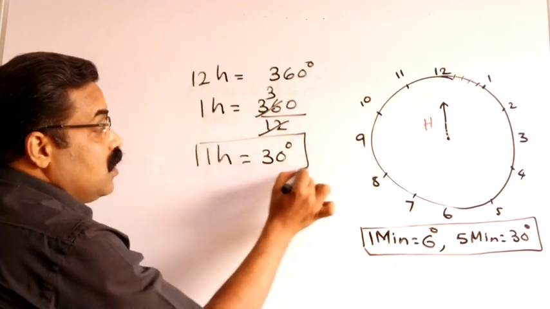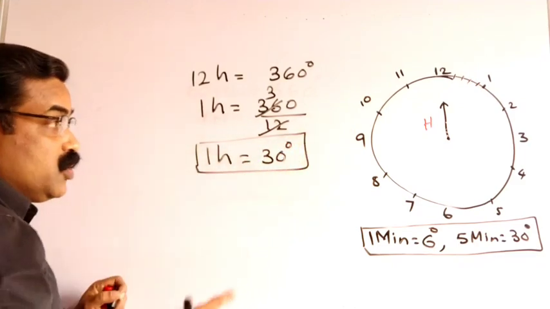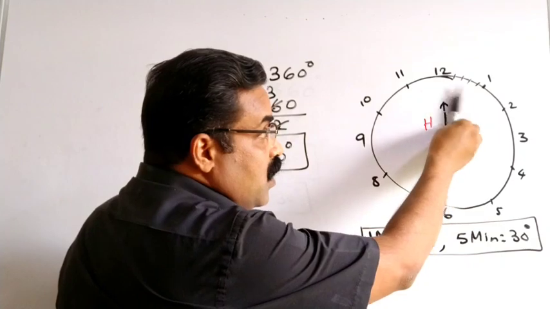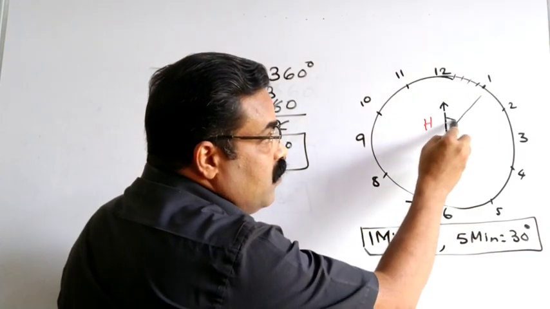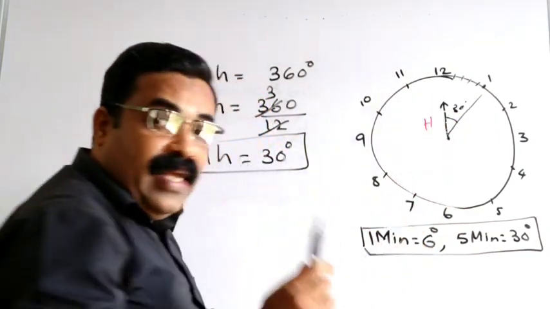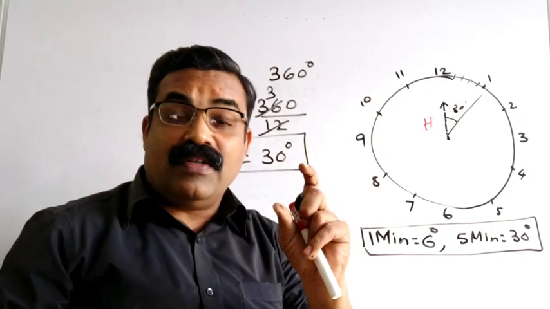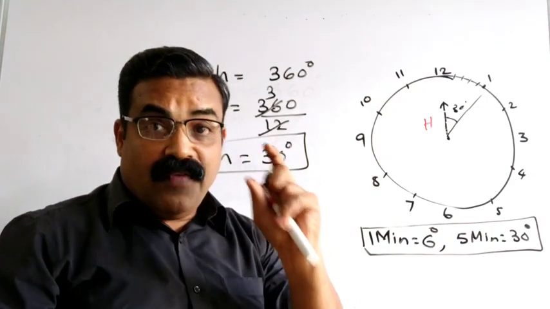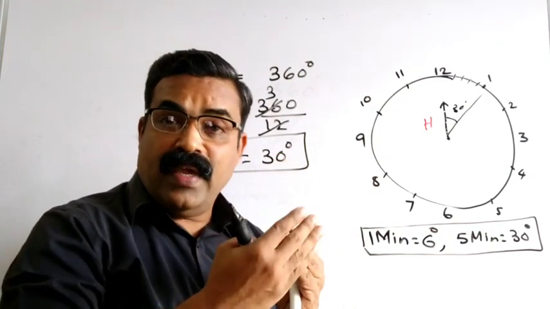By which hand? Hour hand. So 1 hour means from here to here, this angle will be 30 degree. Every 1 hour, the hour hand will make 30 degree.